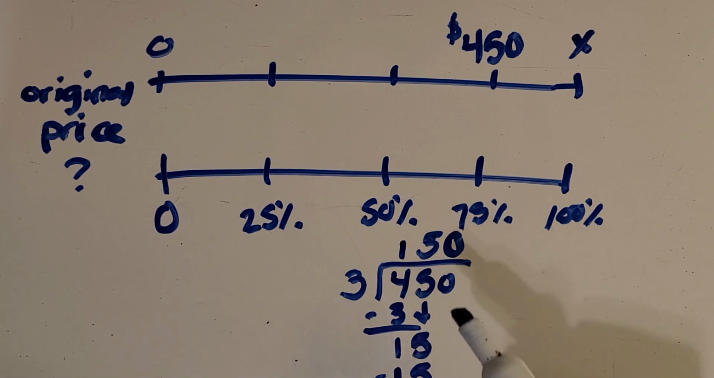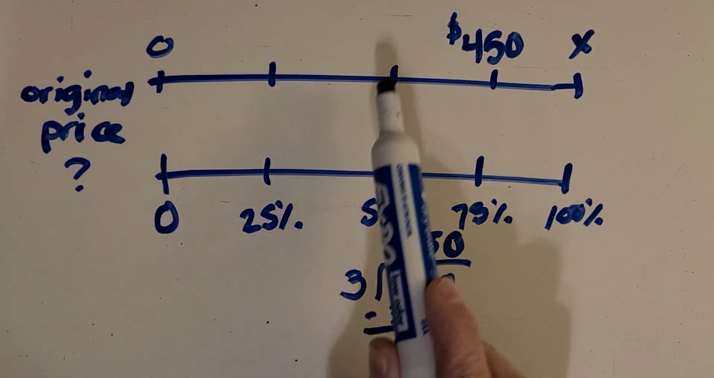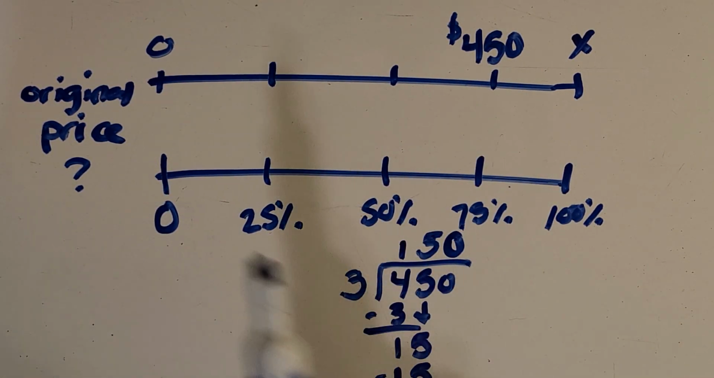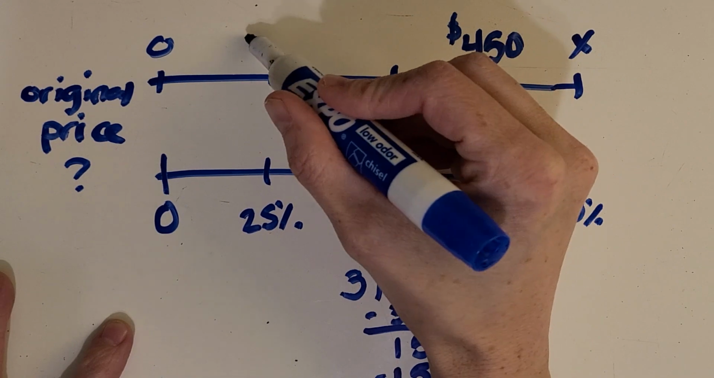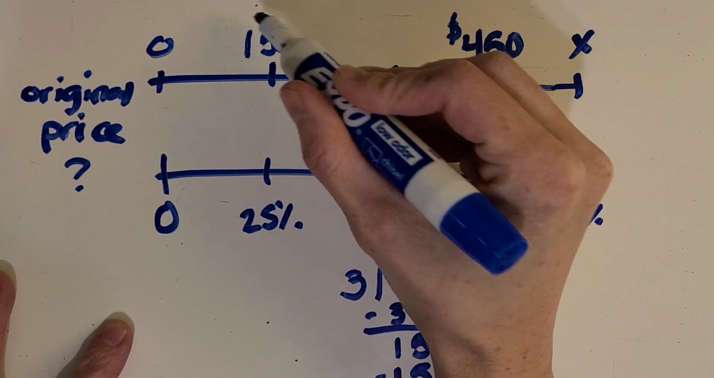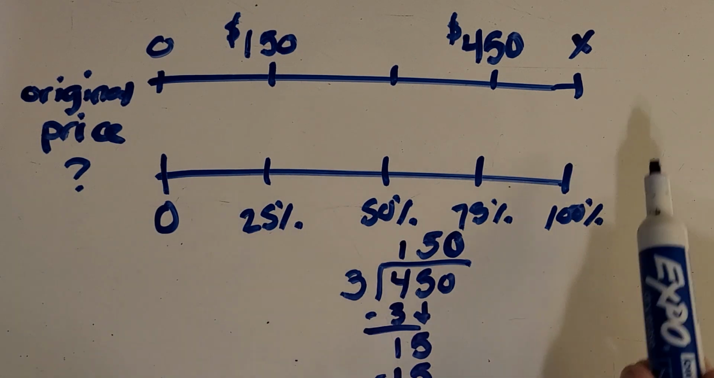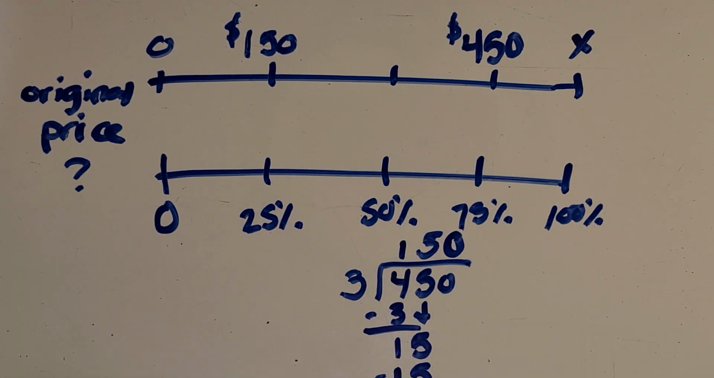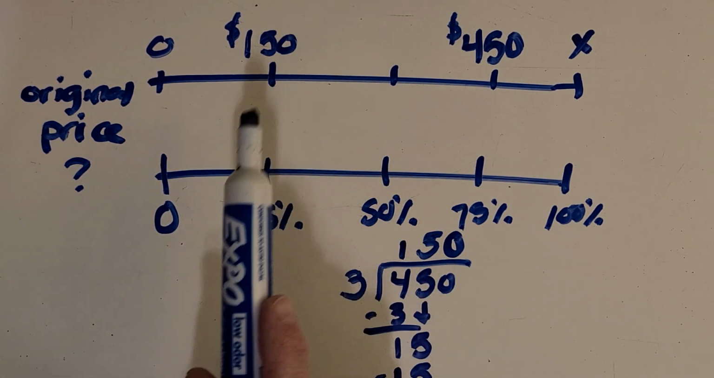All right, so that tells me that if I break up this sale price into the three jumps, it's 150 each time, each group. And so I can start filling in this number line. This is why I love this strategy so much. It makes it a lot easier for me to figure out that original price. So here's the first jump, 150. And then let's do another 150.